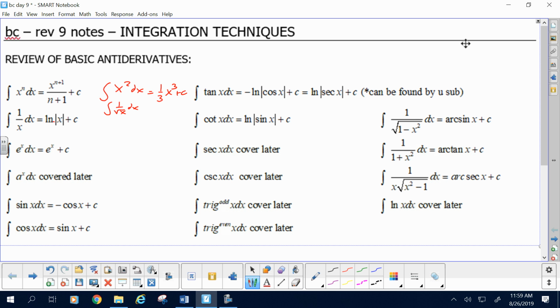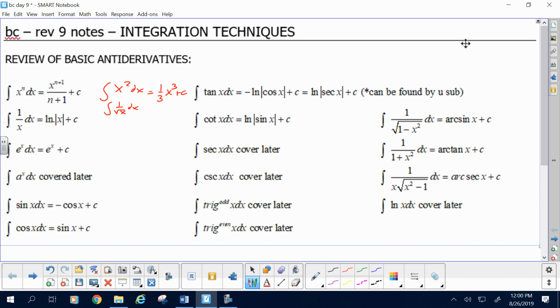e to the x is the easiest of all. Have you anti-differentiated a to the x, like 2 to the x? Yes. You have. You did get to that last year. Yes. Okay, good. We'll review that at this. That's about set 70-ish, 71-ish. But we'll review that soon. These tend to get people.